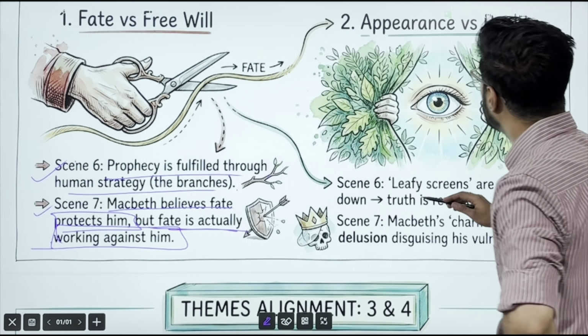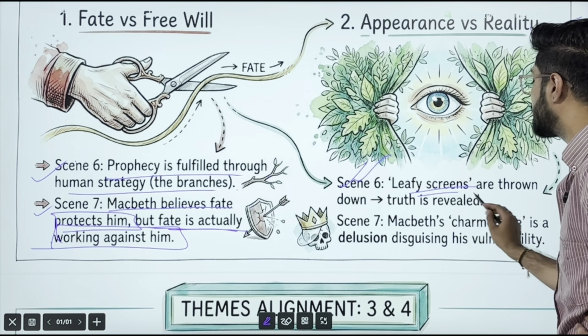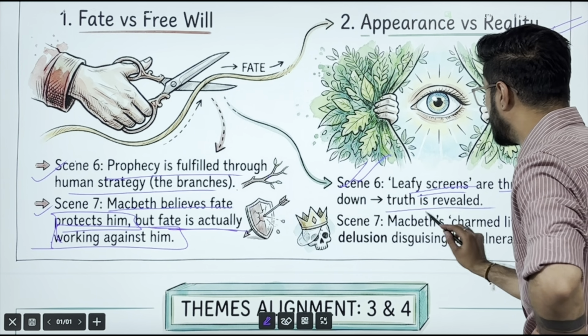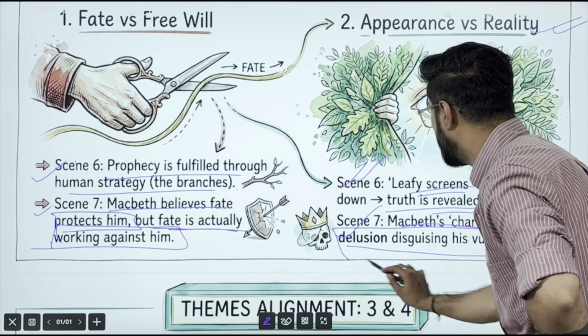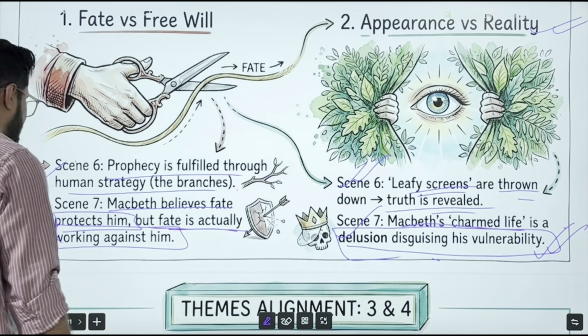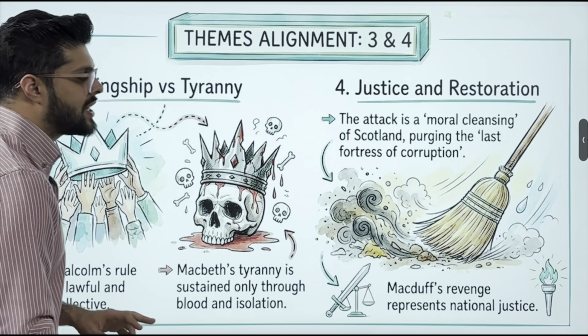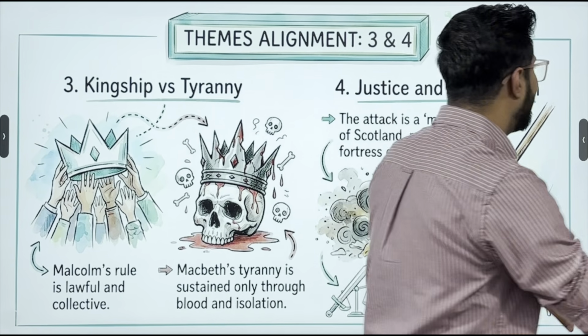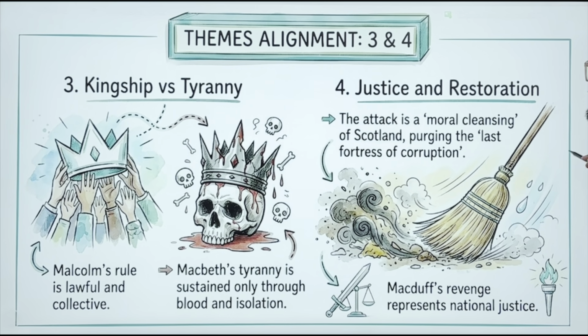And talking about appearance versus reality, in scene 6, the leafy screens, that is the leafy branches, are thrown down and the truth is revealed. And in scene 7, Macbeth's charmed life is nothing but a delusion disguising his vulnerability, trying to conceal his vulnerability, which is soon to be exposed when the other prophecy too will get fulfilled once Macbeth confronts Macduff.